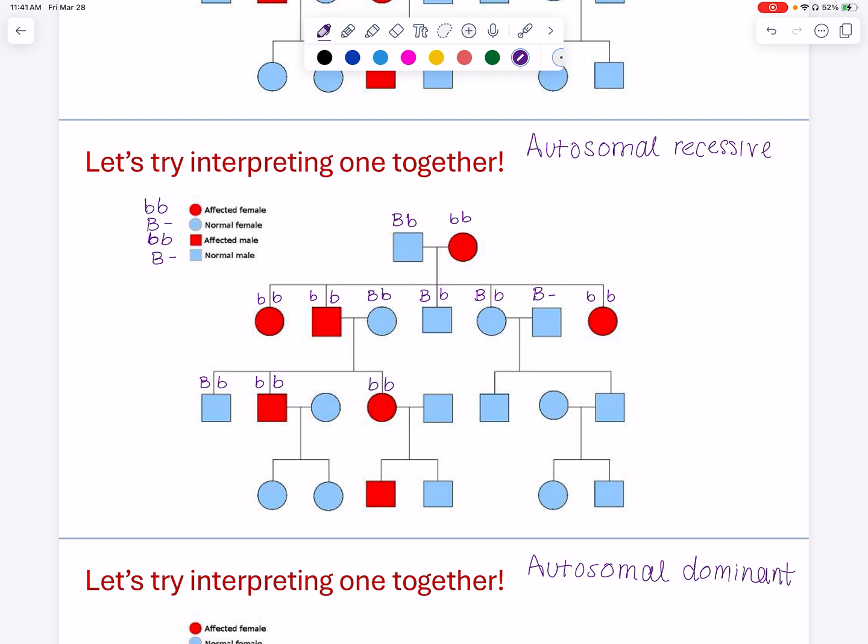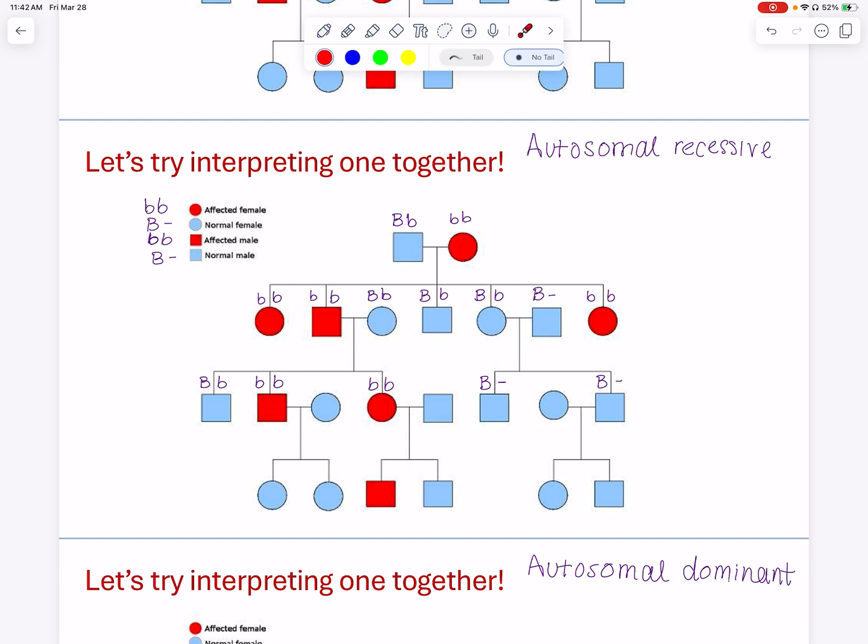We can then look to see the offspring, and just like the parents, we don't actually know what combination of big B, little b they have, but we do know that they at least have one allele that is dominant. And so we can conclude that they are big B dash. Still, no problems that I'm seeing thus far.